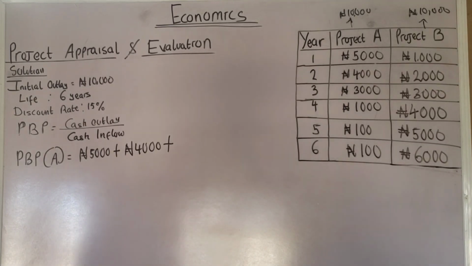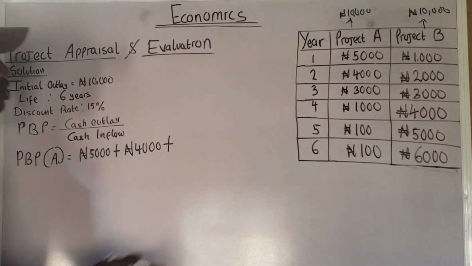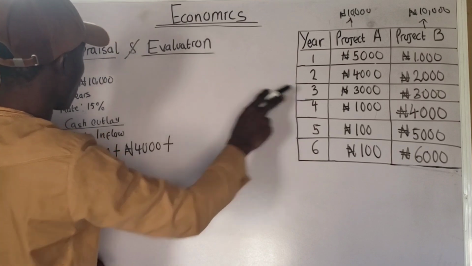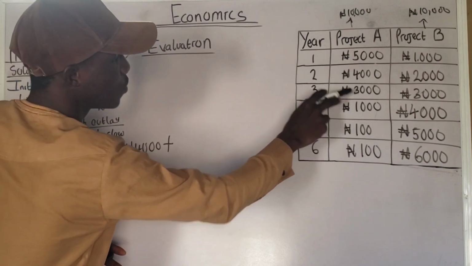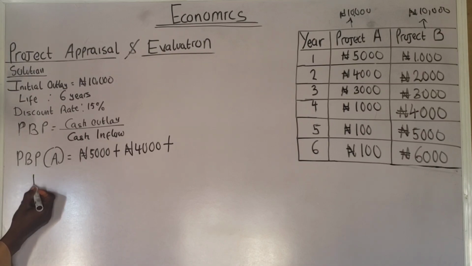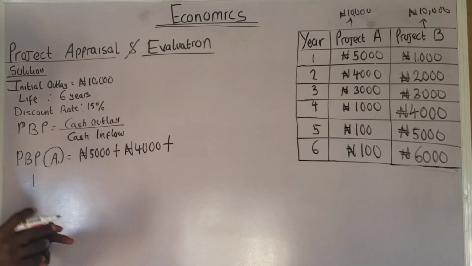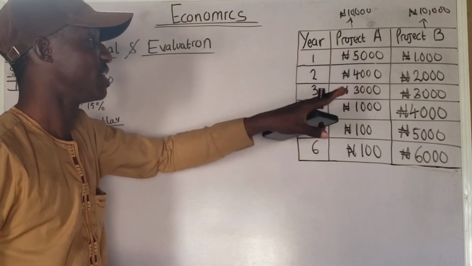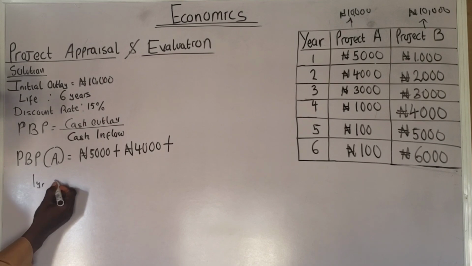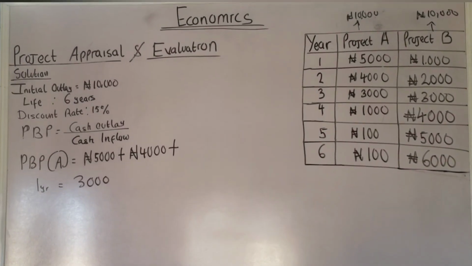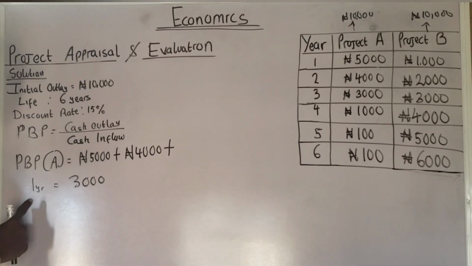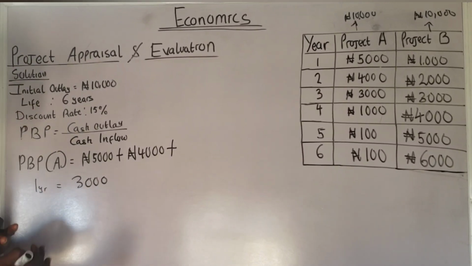Just pay attention, it's simple. You know that in the third year, the cash inflow or the income stream of project A is what? 3,000 naira. Year 1, this is what they get from the project. Year 2, this is what they get. Year 3, this is what they get. So in a single year, which is year 3, the income stream is 3,000 naira.